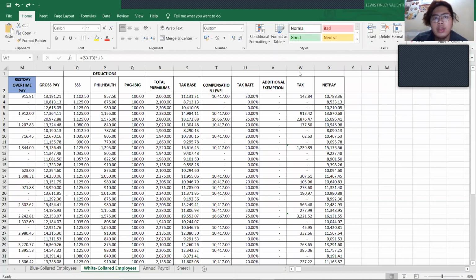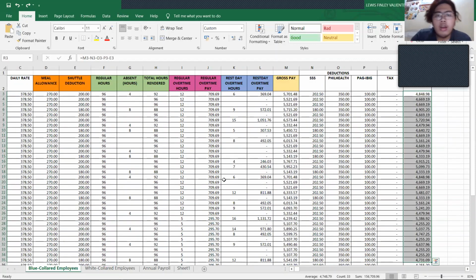Good day, everyone. And now I will show you how the payroll for a blue-collar job is computed. First, we need to compute for the total hours rendered. We get this by subtracting the absent hours here from the regular hours here.